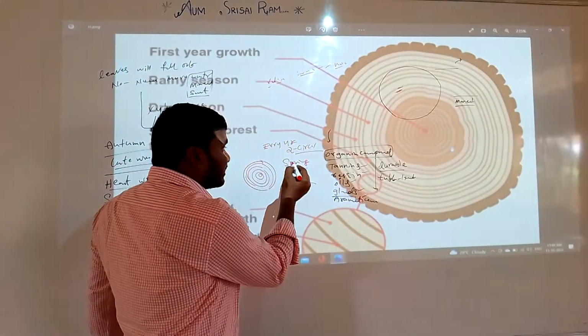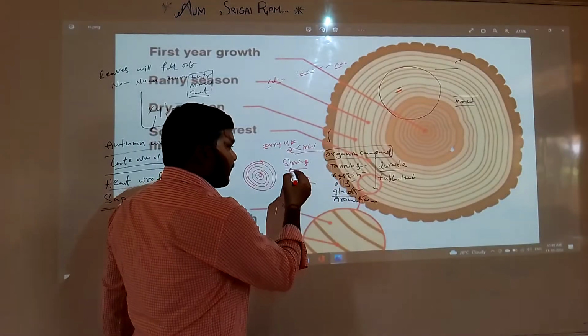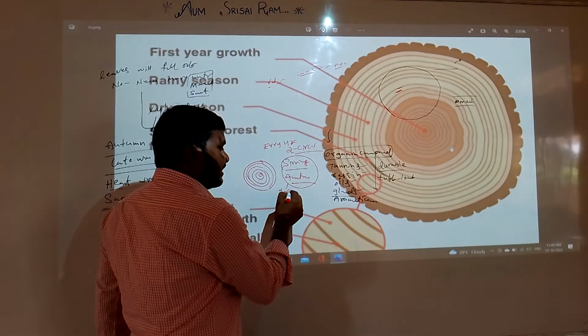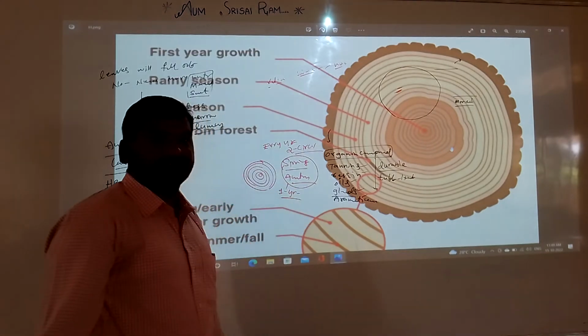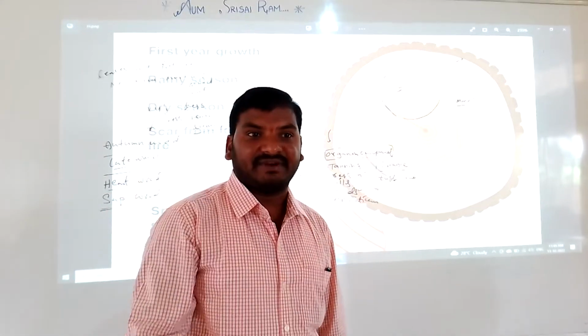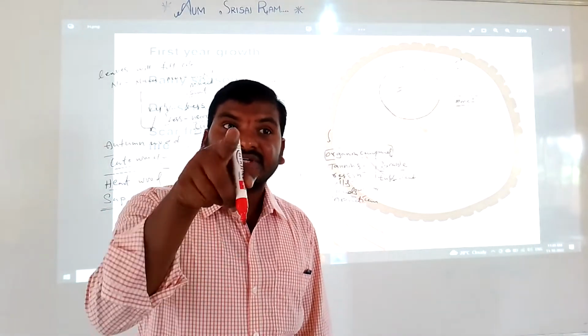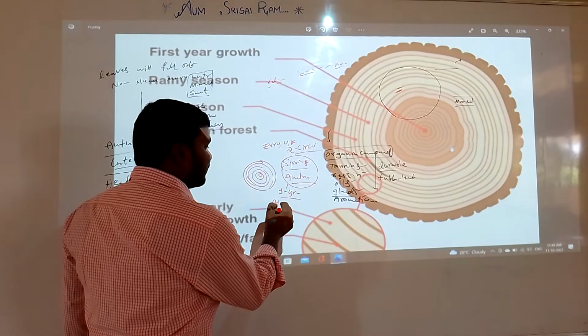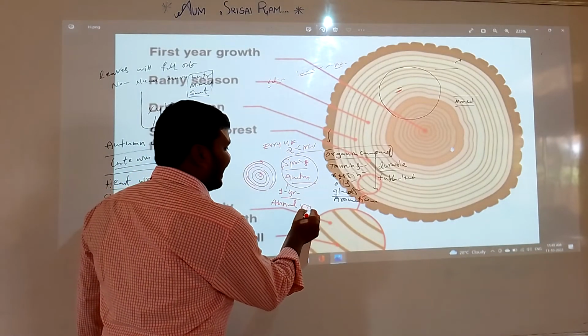Collectively, two circles are called 1 year. 1 year we can call annual. Two circles together we can consider as a ring. That's why it is called annual rings.